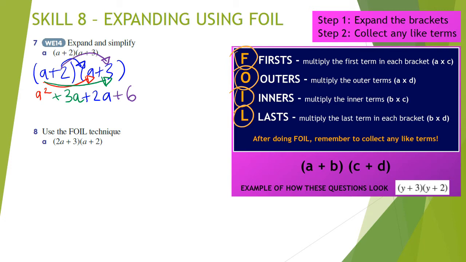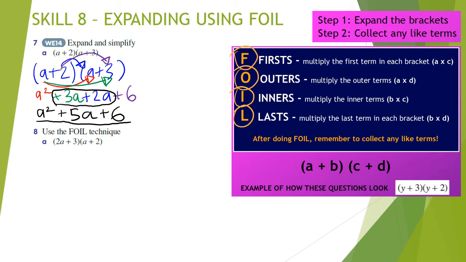Before we finish, we need to check if there are any like terms. We've got an a squared and there's no other a squareds, so we can put that in our final answer. We've got a 3a and a 2a. These are like terms, so we can group them and work them out. 3a plus 2a gives 5a. And then the last term is just a number. We call that a constant. So we put that on the end because there's no other numbers. And that's plus 6. So our final answer is a squared plus 5a plus 6.